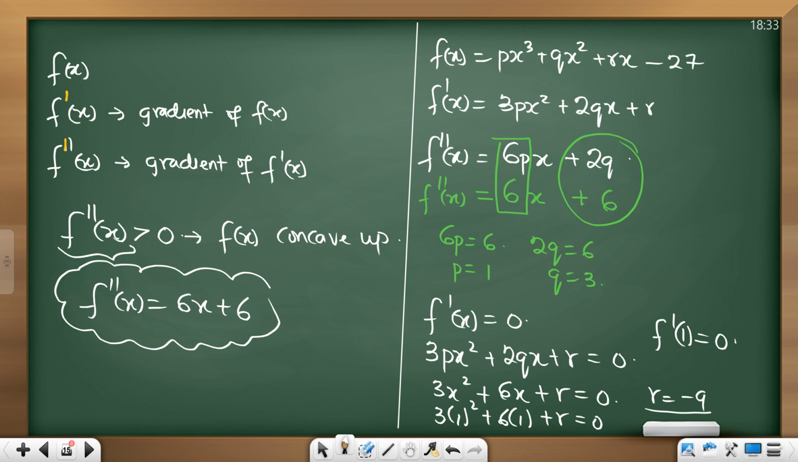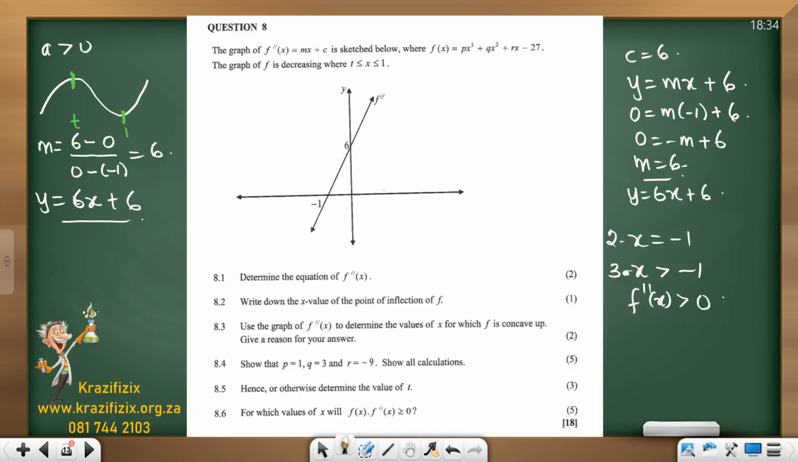Please, let's make sure that we understand what we just did. Is that okay? The examiner gave us f prime prime of x, so we solved until f prime prime of x. If the examiner gives us f prime of x, we solve until what? f prime of x, but by comparison. Did that make sense, guys? Awesome. You think we could get the value of t? Hence or otherwise determine, again, what are we looking for? We are looking for the second what?